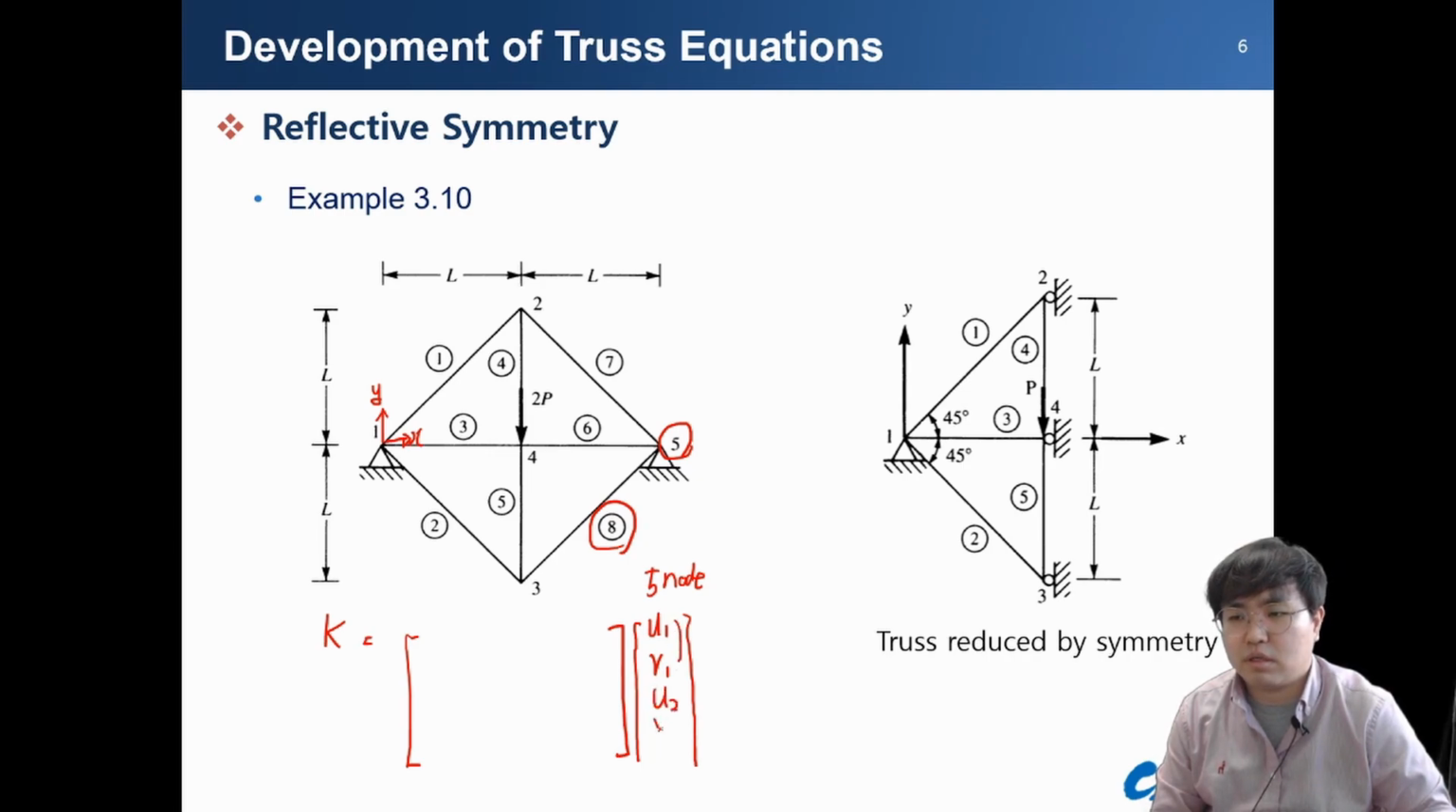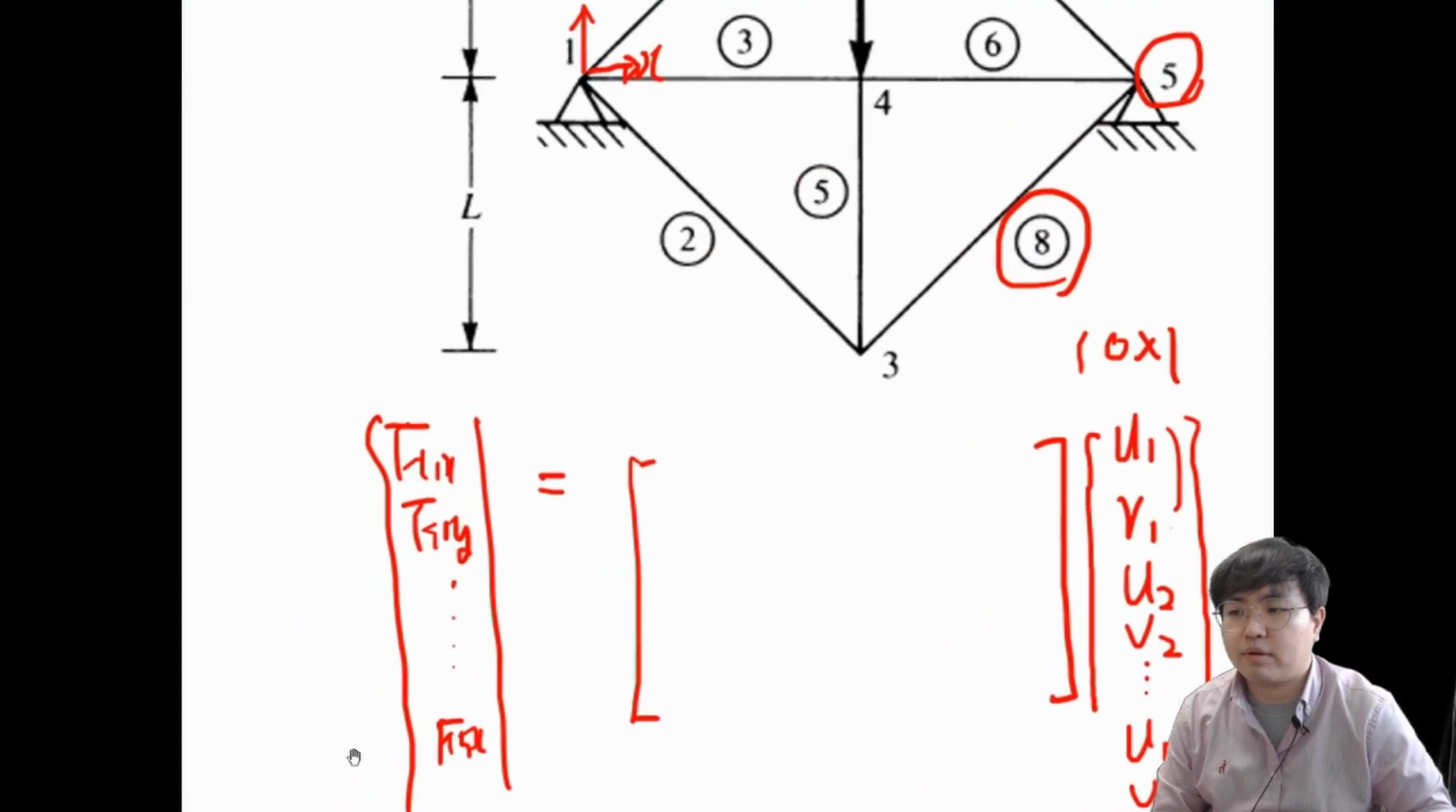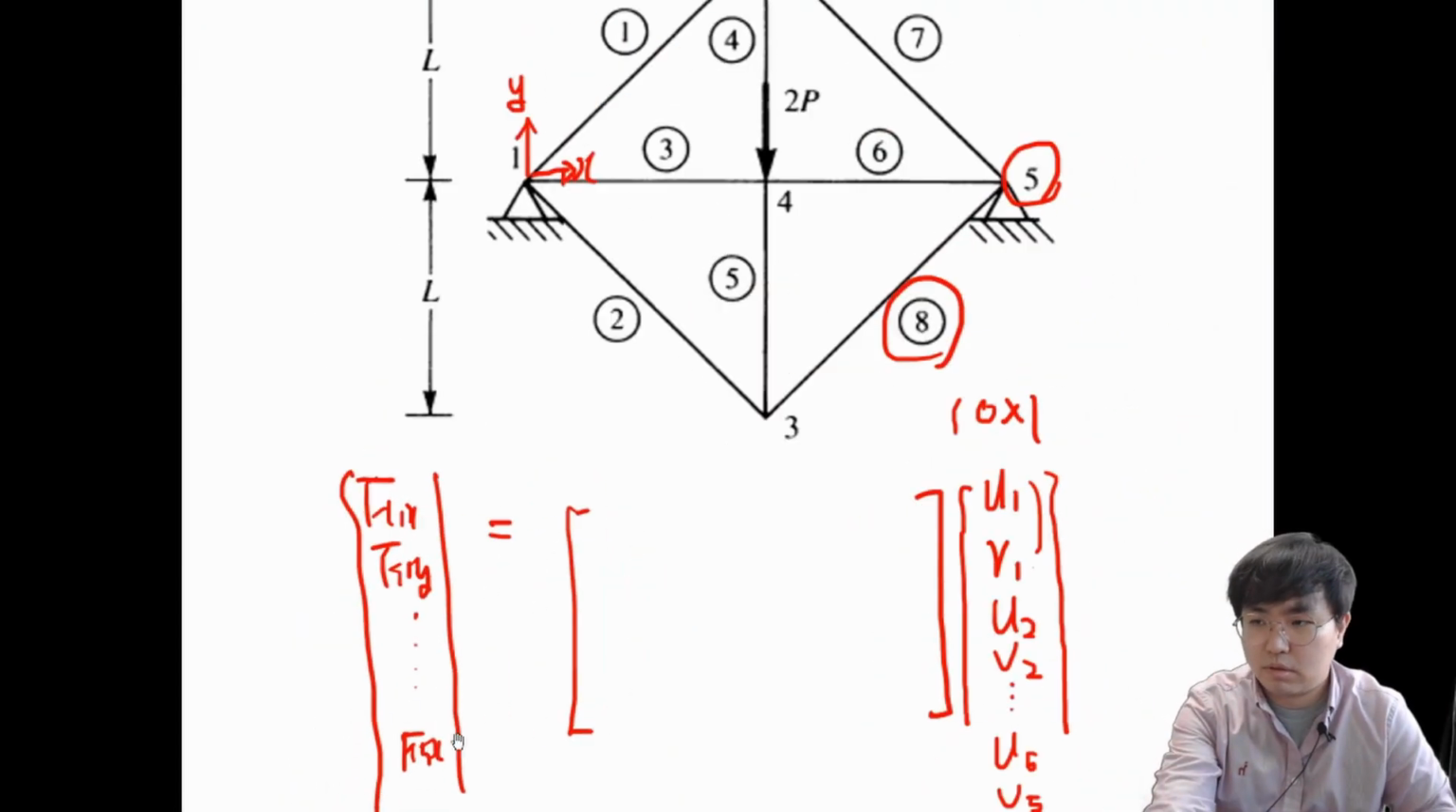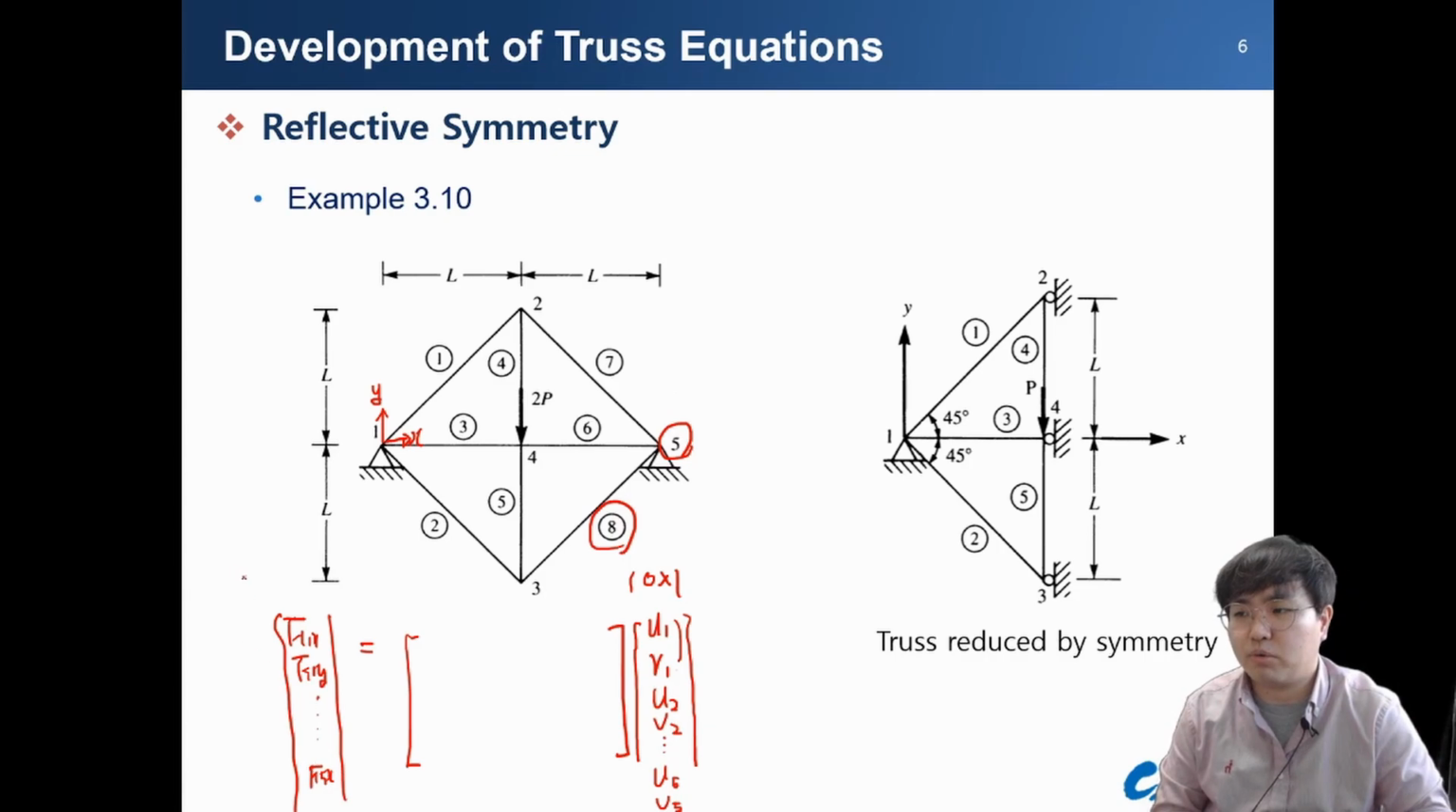The second looks like this. Similarly, the last one looks like this. In total we have a 10 by 1 vector for the displacement. Similarly, the force vector will have f1x, f1y, up to f5x, f5y. So that will also be a 10 by 1 vector.